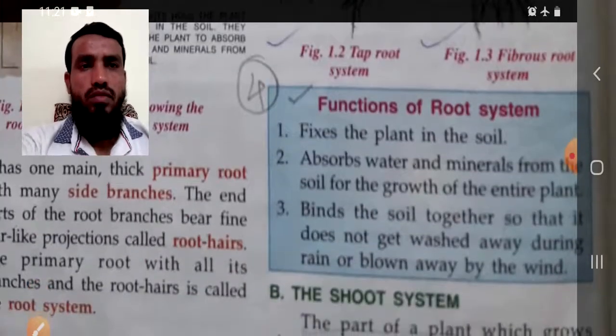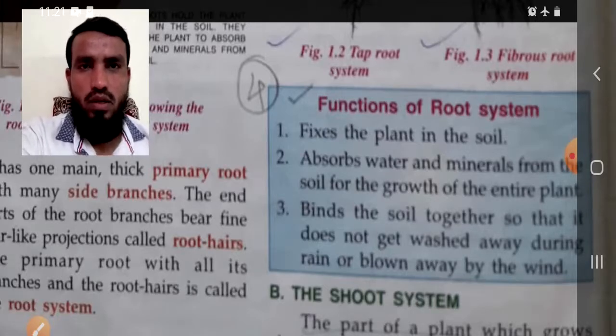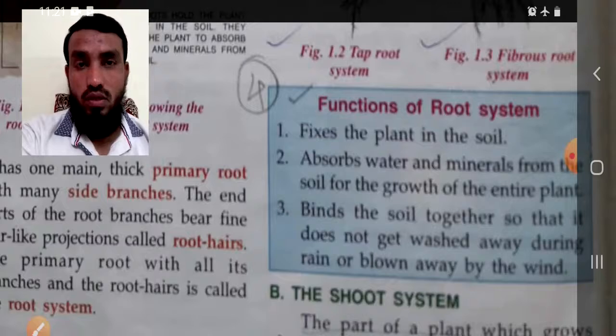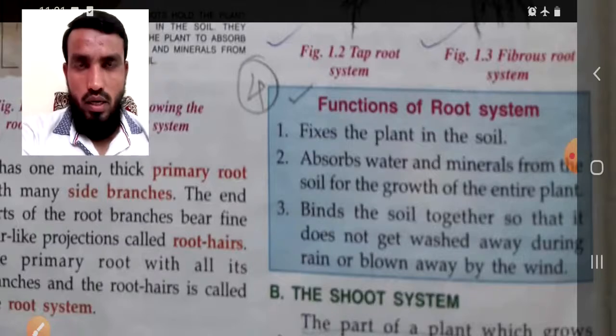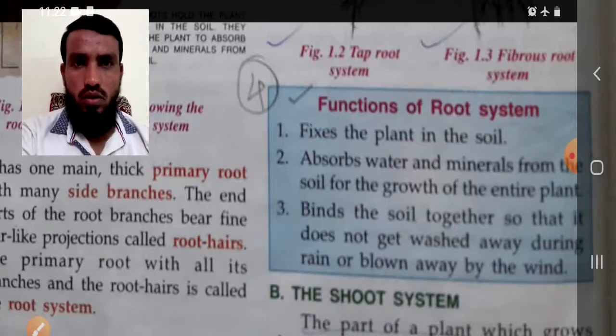Now what is the function of the root? Why is there a need for roots? Why is there a need for different kinds of roots? Number one, as we have already seen, roots fix the plant into the soil. That is a very important function of the roots. They provide the support to withstand and stay upright in the air, above the soil. That is why they fix the plant into the soil.